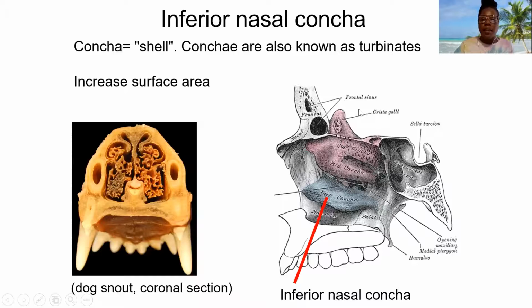Just to remind ourselves, these are paired structures, so they're found on either side of the nasal cavity. And again, these are concha. Concha translates to the word shell. And these are also turbinates that help to increase the surface area. They help to humidify the air that we breathe in. They also help to lighten the head so that the head is not made of all of this dense bone, but has some air or some resonance coming through. So again, we've got the superior and middle concha, parts of the ethmoid bone, and then the inferior concha, a bone on its own.